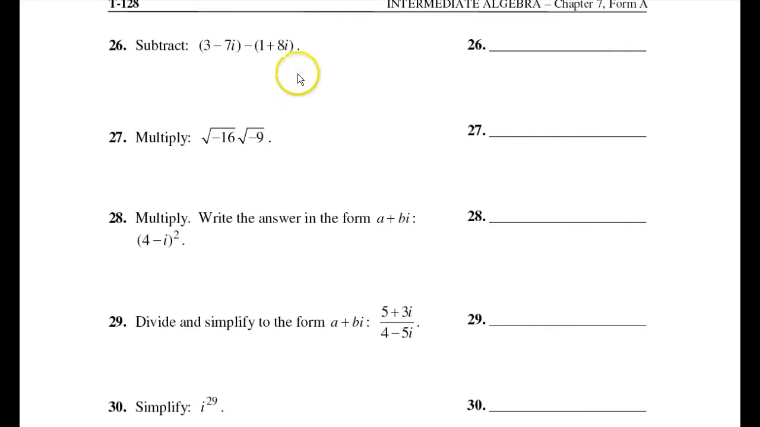Now, when we are dealing with combining like terms with imaginary or complex numbers, it's just as if it were a variable. So this will be a 3 minus 7i. Now we're subtracting here, so we just change the signs. This becomes a negative 1 and a negative 8i. Now we just combine like terms. So this is going to be a 2 minus 15i.